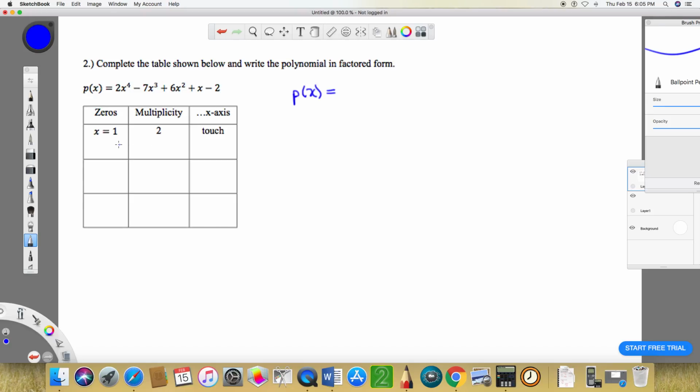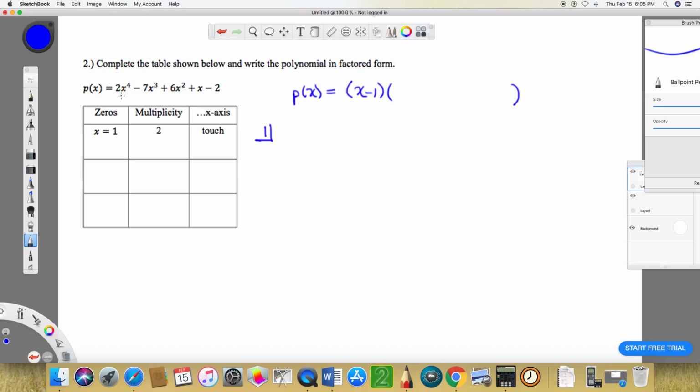Well, I do have this table down here. If x equals 1 is a 0, then in factored form, x minus 1 is going to be a factor. And so I need to figure out how to write the other factor. Well, synthetic division can help me do that.